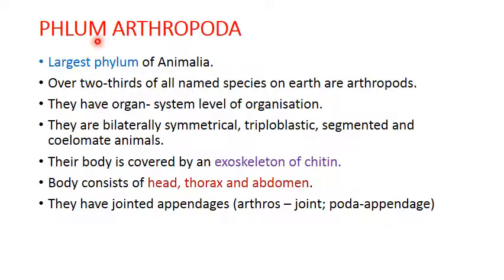Now coming to the next phylum, that is Arthropoda. This is the largest phylum of the Animalia, और इसमें diverse groups है, like insects है, prawns है, spiders है, scorpions है. तो about 2/3 of all named species on earth are arthropods. They again have organ system level of organization, bilaterally symmetrical है, triploblastic है, segmented है, and they are coelomate animals.